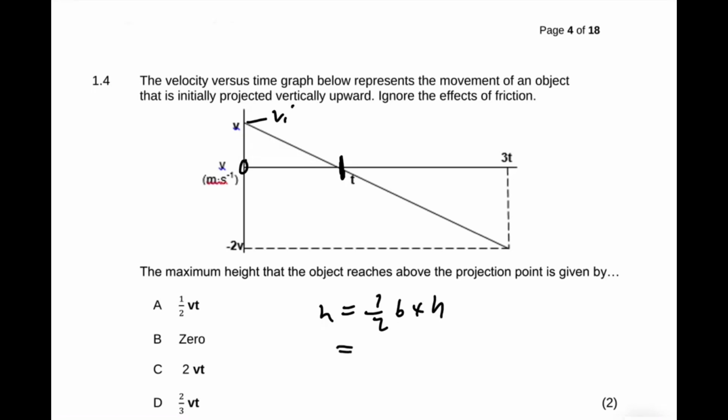So the height will be equal to half base times height. That will be equal to a half. The breadth is the time, right? So t, and then the height we have v. The breadth is from 0 to t here, right?